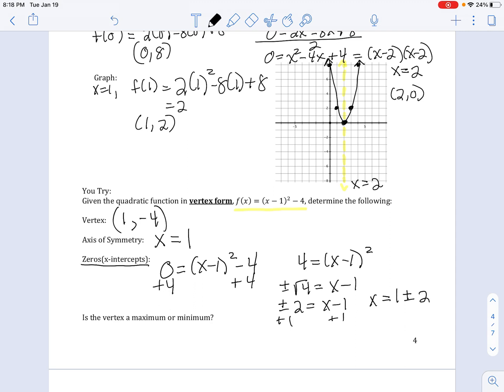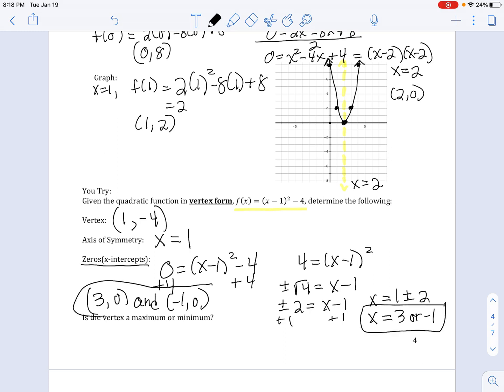Well, what is 1 plus or minus 2? Well, 1 plus 2 is 3. So 3 comma 0. 1 minus 2 is negative 1. Now notice it said zeros, x-intercepts. If it's asking you for the zeros, you're just going to write it as 3 or negative 1. So just reminding you that it's a slightly different answer.